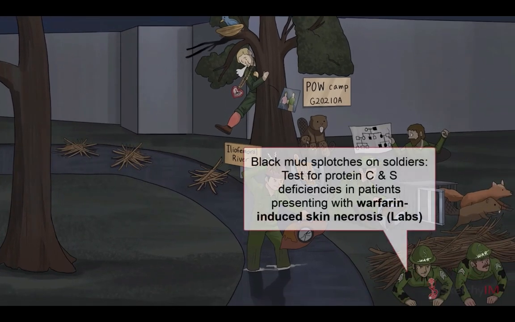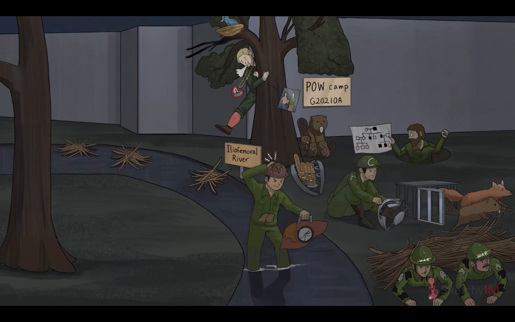Sometimes, though, the decision to test is pretty easy. Remember these soldiers with black mud splotches all over? If your patient presents with skin necrosis and is taking warfarin, you've got to test for protein C and S deficiencies. In addition to inherited thrombophilias, patients with recurrent VTEs or VTEs in uncommon locations should also be tested for antiphospholipid antibody syndrome, an acquired hypercoagulable disorder that we'll cover a bit later in this sketch.